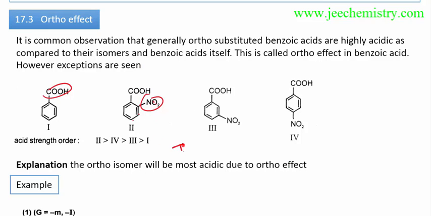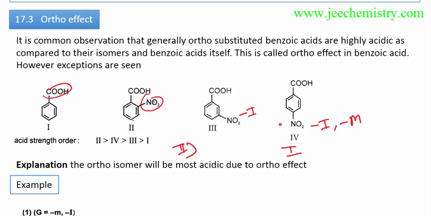Now the second is simply more acidic. The first has no minus I effect or minus M effect, but these two compounds have minus I effect and minus M effect. These two effects are working. This one is simply ortho-substituted. This will be more acidic, the second will be more acidic, and the first will be the last.